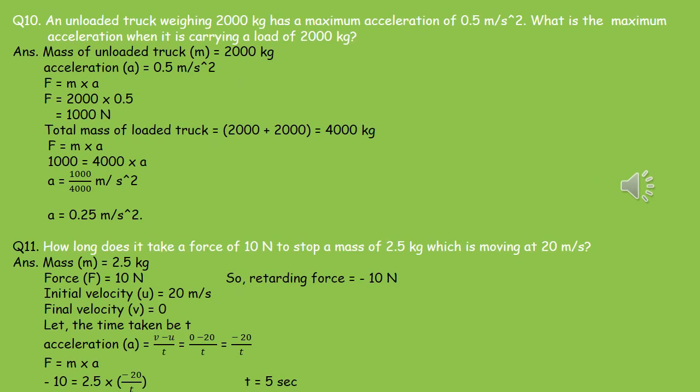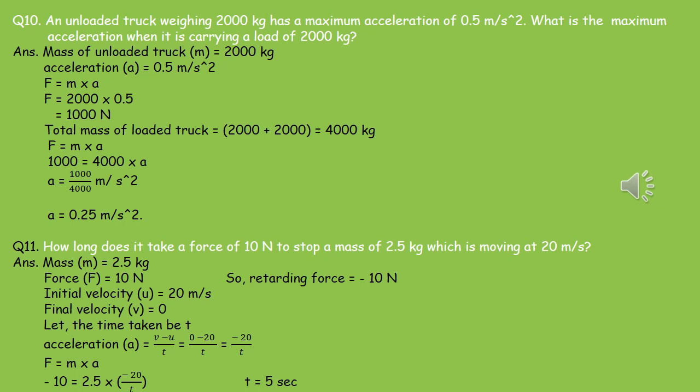Question number 10. An unloaded truck weighing 2000 kg has a maximum acceleration of 0.5 meter per second square. What is the maximum acceleration when it is carrying a load of 2000 kg? So mass of unloaded truck m is equal to 2000 kg, acceleration is provided, a is equal to 0.5 meter per second square, as force is equal to ma, that is equal to 2000 into 0.5, that is 1000 Newton.